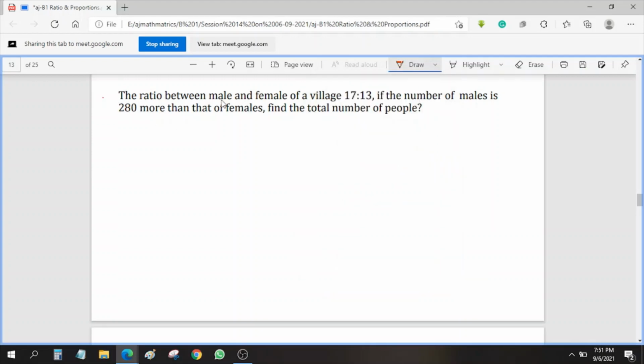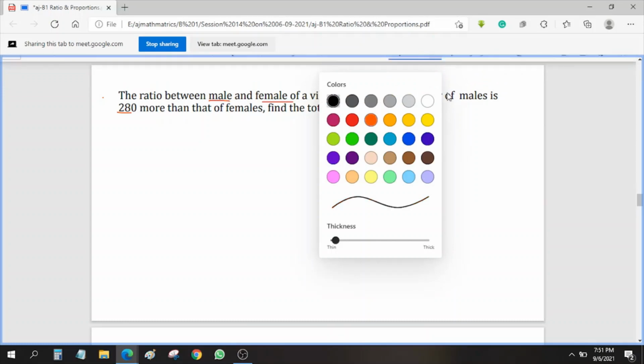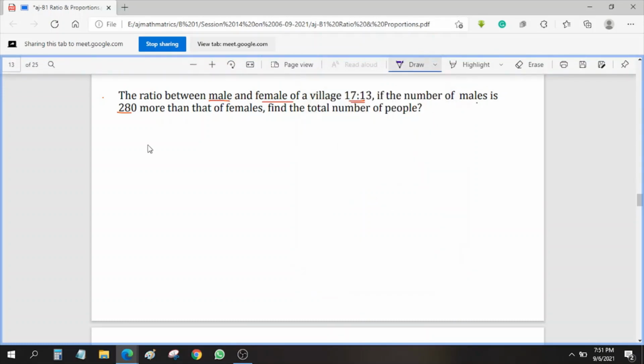Now, the ratio between males and females of a village is 17:13. The number of males is 280 more than that of females. Find the total number of people. So first I'll write here the number of male and female ratio, which is 17:13.